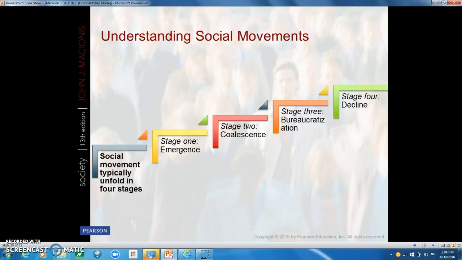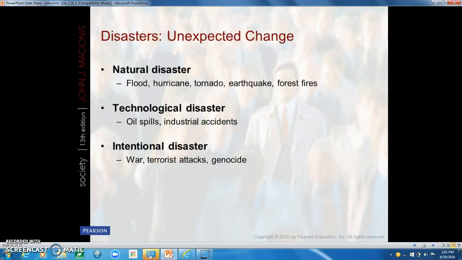And class, I want to say that social movements decline for many reasons. It could be that the goals have been met. Maybe they've met opposition. Maybe the members have lost interest. But anyway, make sure you know these 4 stages in order. Make sure you know what's going on at each stage.